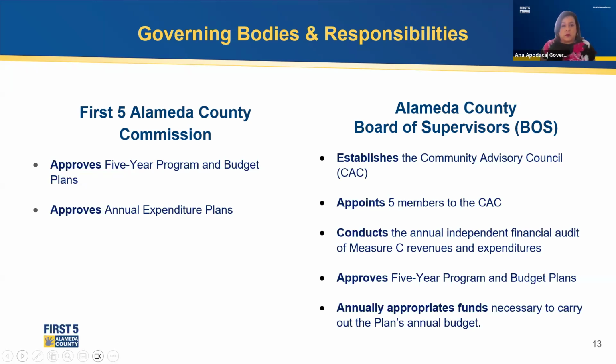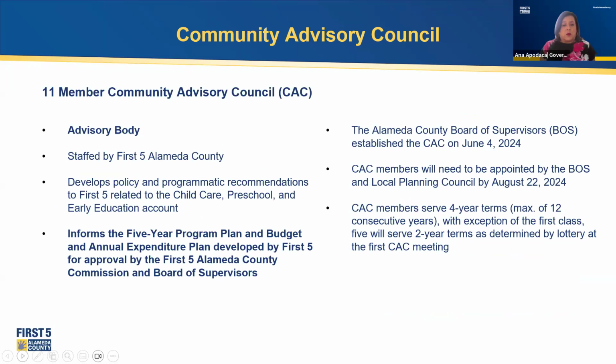Since the Community Advisory Council is new, we're going to go into depth about that. The ordinance creates an 11-member Community Advisory Council, which serves as an advisory body, and it will be staffed by First 5 Alameda County. The CAC will develop policies and programmatic recommendations related to the child care, preschool, and early education account. It provides input to the 5-year program plan and annual expenditure plan. These two plans will then need to be approved by the Board of Supervisors and the First 5 Alameda County Commission. The Community Advisory Council will need to be established by the Board of Supervisors within 45 days of the effective date of the ordinance.